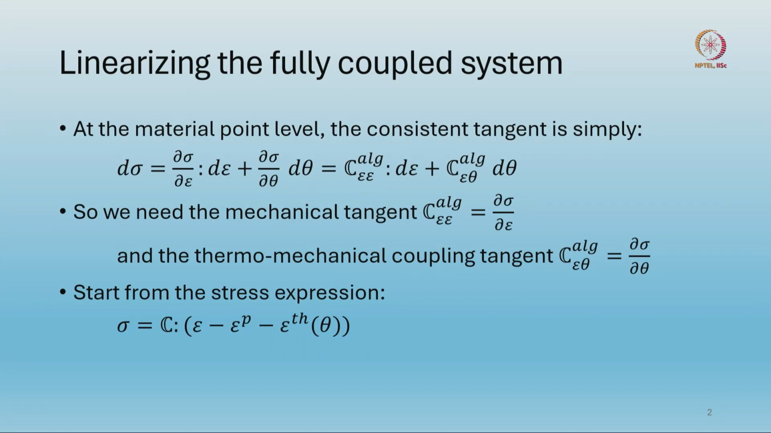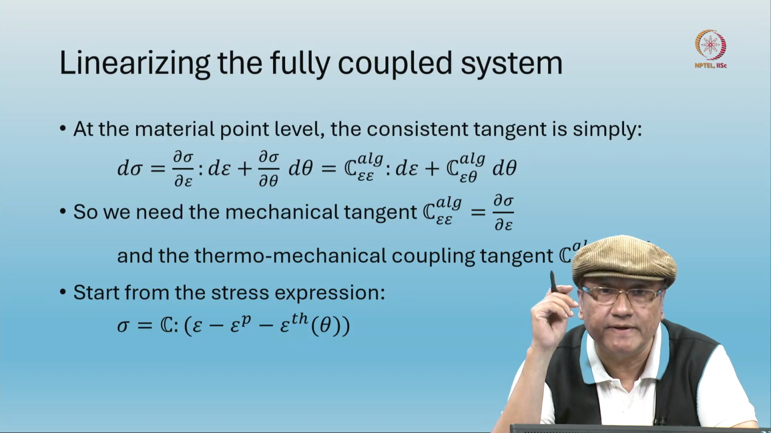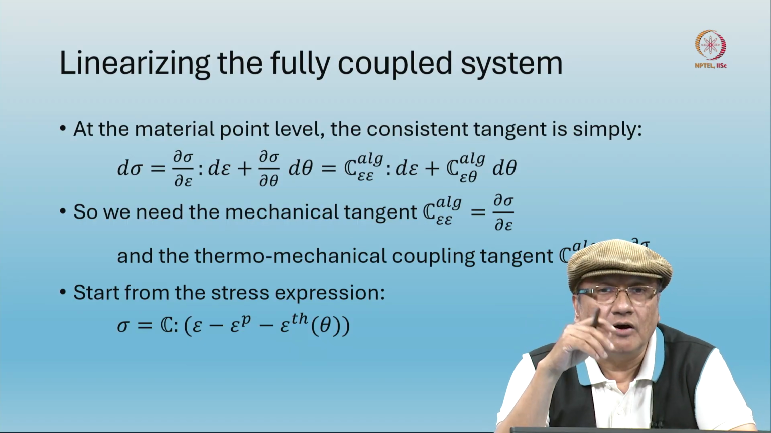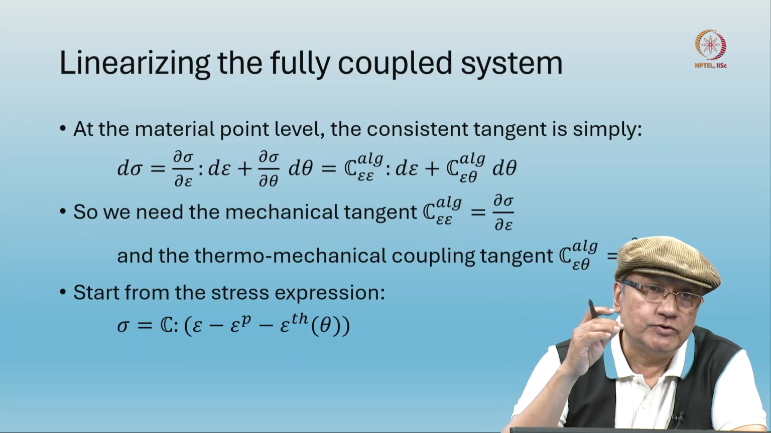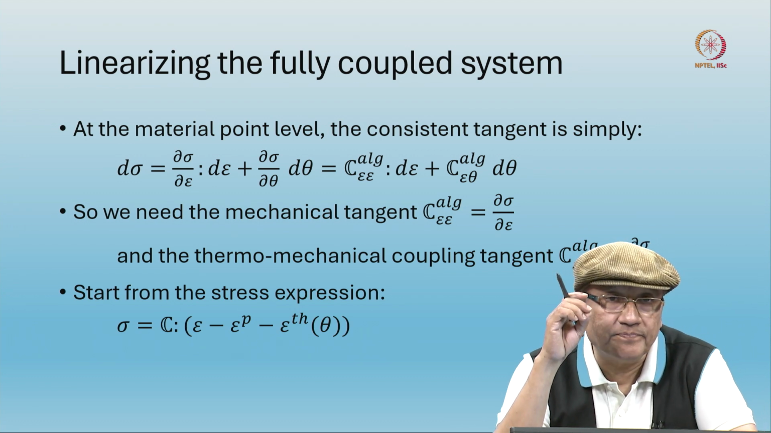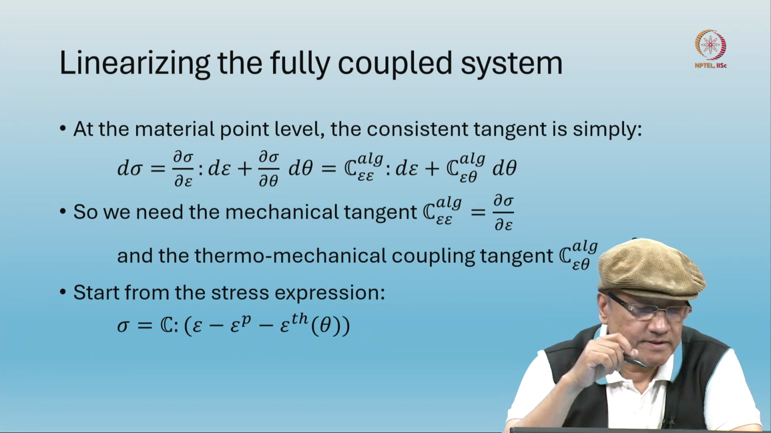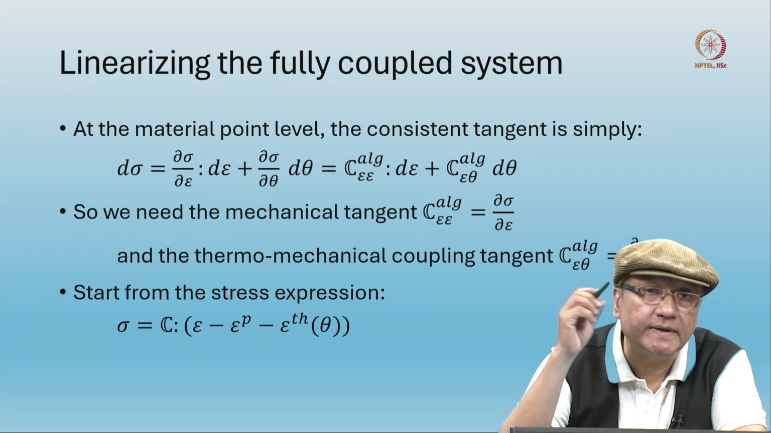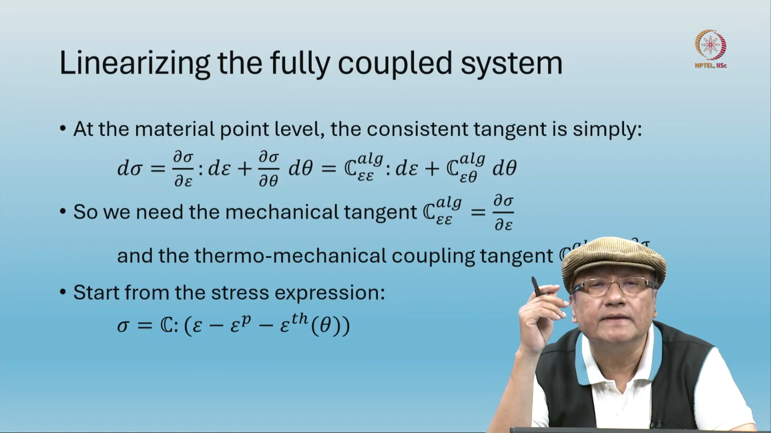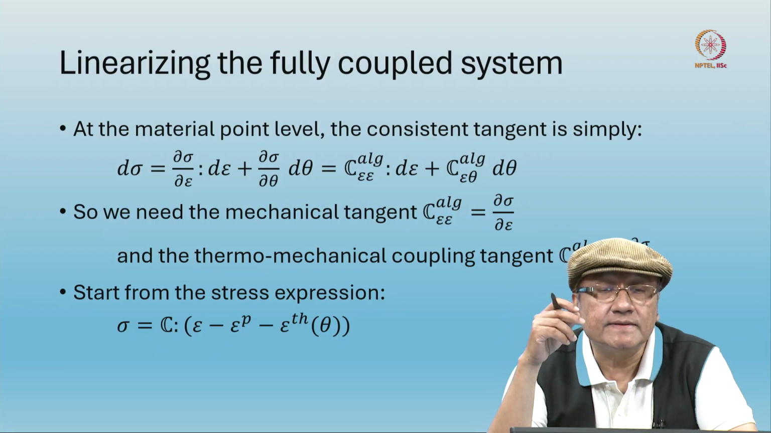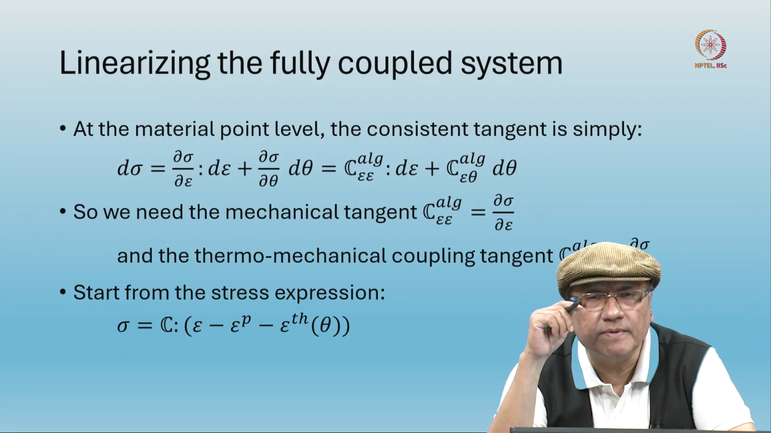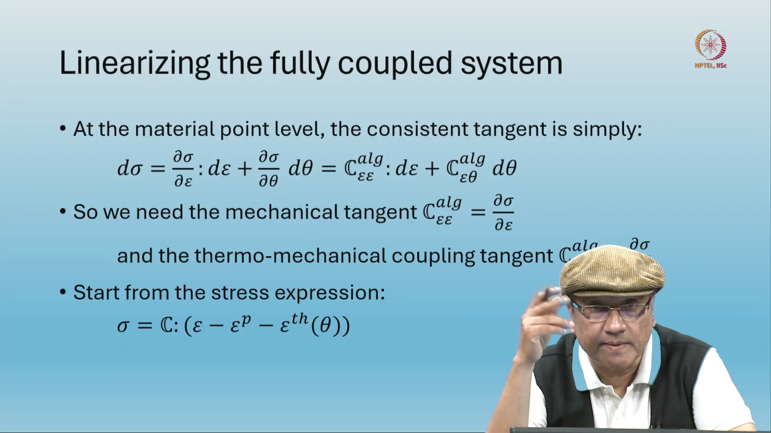Now, as you can see, for the fully coupled system, the starting point would be the expression for the differential of stress, d sigma. But now our objective will be to account for the temperature dependence in this, so that we can write it as del sigma by del epsilon, d epsilon, where epsilon is the strain, plus the temperature effect, del sigma by del theta, d theta, right? Theta is the absolute temperature.